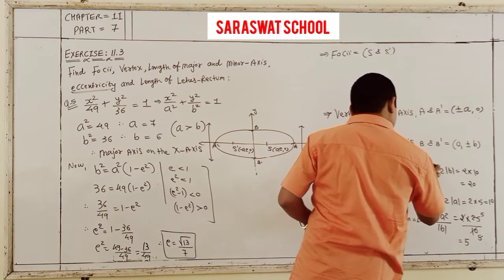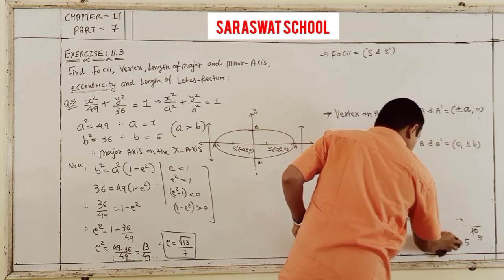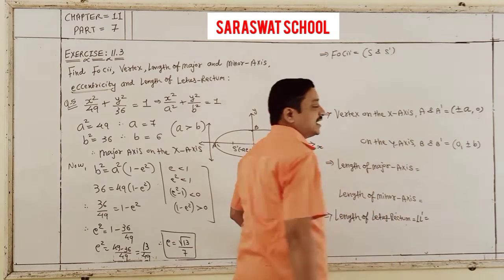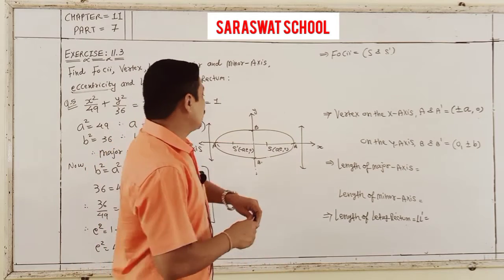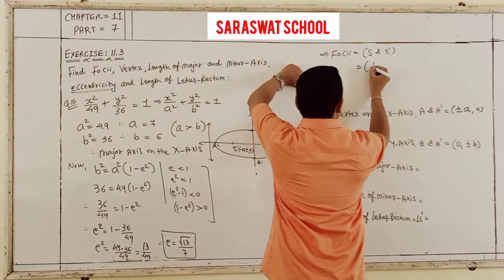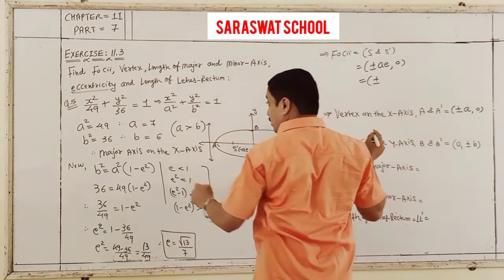And now major axis change, minor axis change, and L dash also. Students, I change, as it is I mention. Okay. So focus on major axis, x axis, plus or minus A is 0. What should be the A?